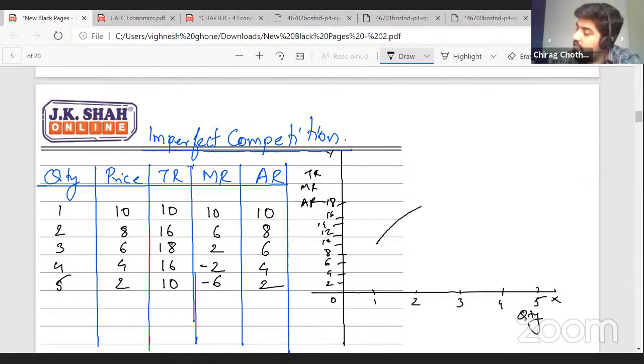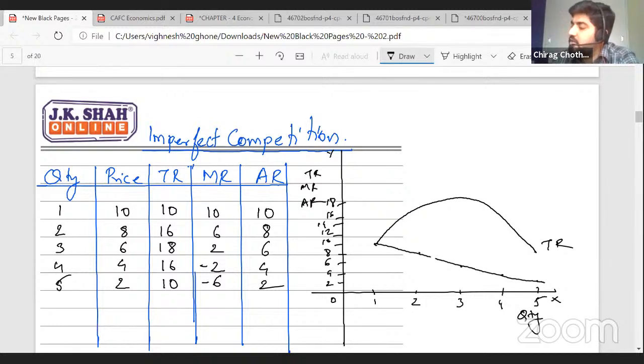Now if we are having TR, friends, it starts from 10, and then it goes up to 18, and then it comes back to 10, right? So this is how the TR would be. Do you all agree to this inverted U curve, right? And if I want to draw MR and AR curve, see, AR will be very simple. It will be 10, then it is 8, then it is 6, then it is 4, and finally it is 2. So AR curve will be straight line downward sloping. It is just like demand curve. So often AR curve is also referred to as demand curve. Okay, so AR curve is downward sloping.